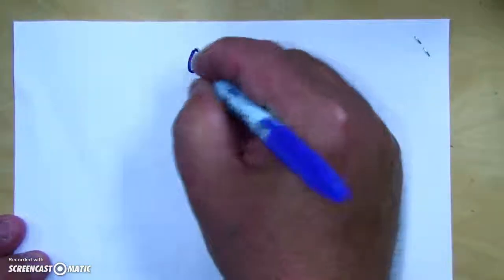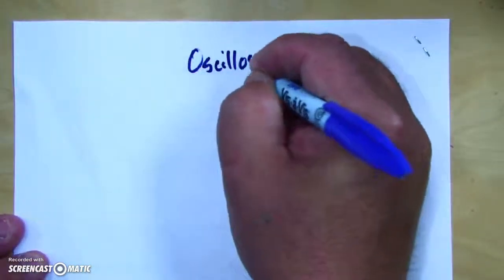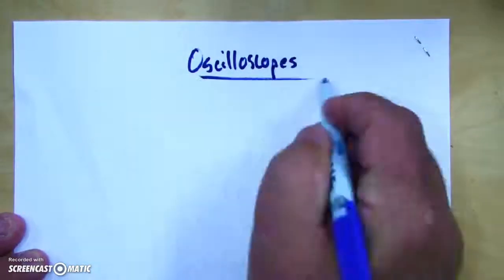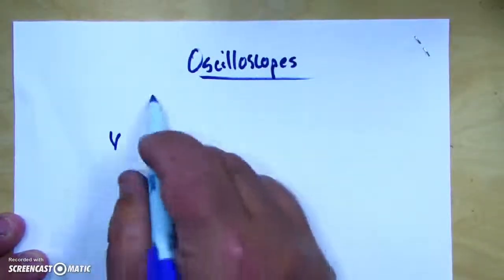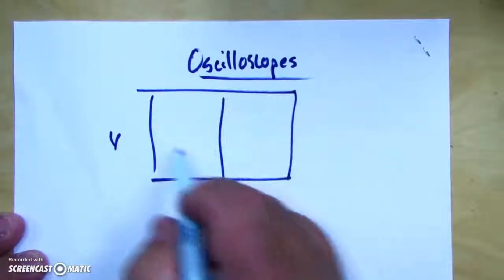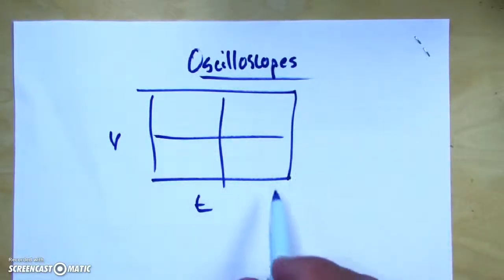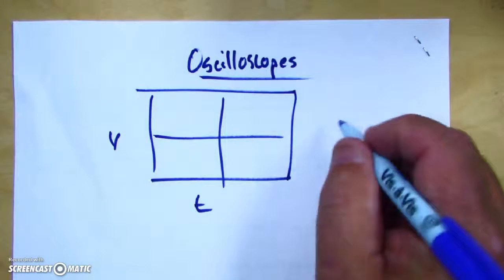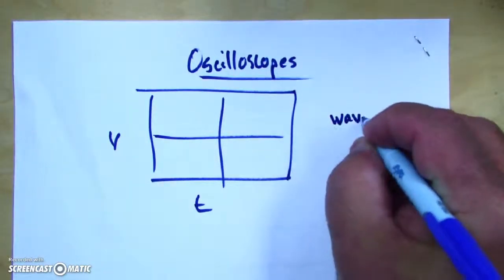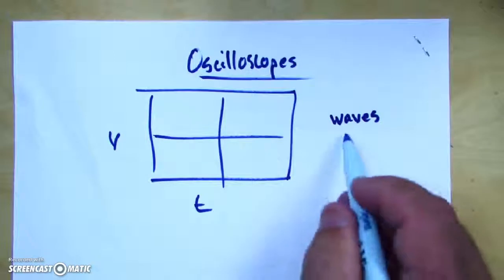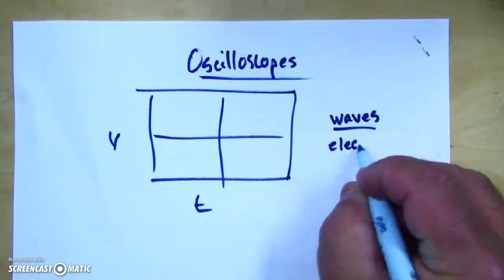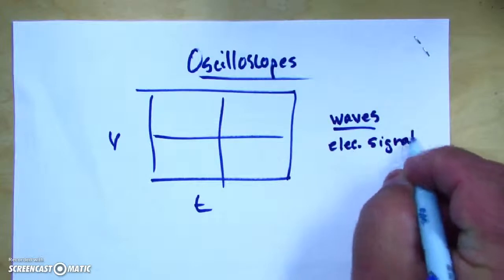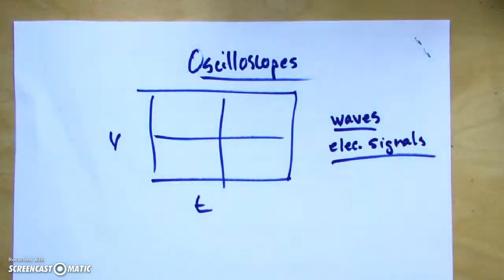Now, while we're talking about electric rate, let's also review oscilloscopes. We've been playing with them a little bit on the computer. Oscilloscopes actually measure voltage versus time. So the graph you get is actually going to measure voltage on this side and time across the bottom. Oscilloscopes are usually very good to study waves. They're also good to study electrical signals. And that's probably the 2 places we most commonly use them.